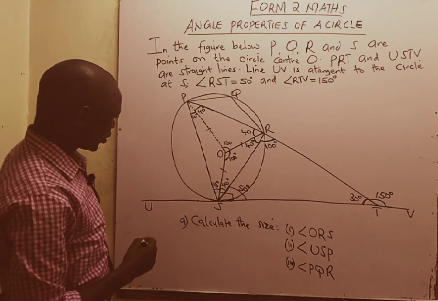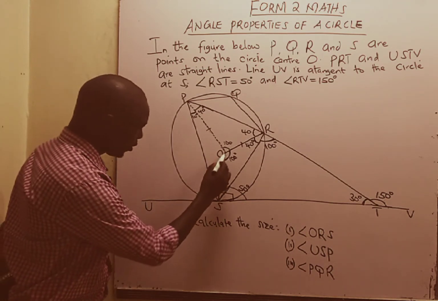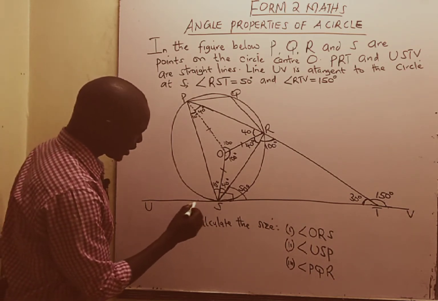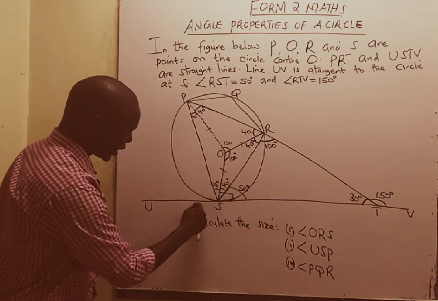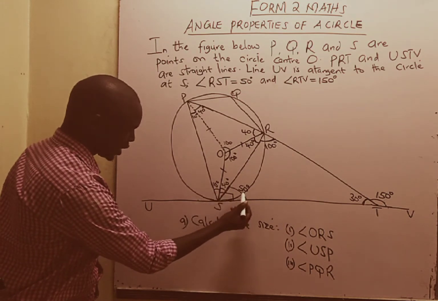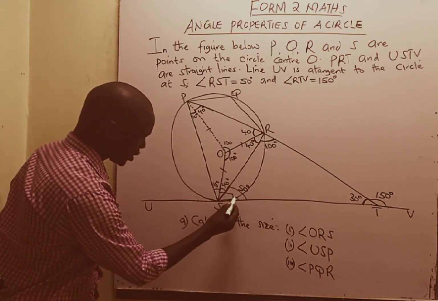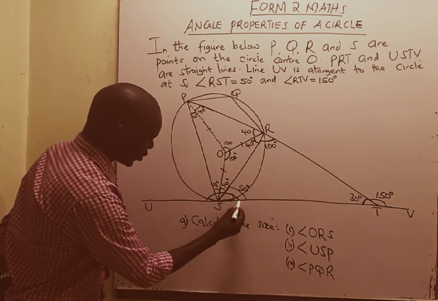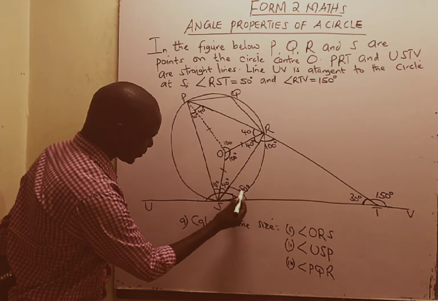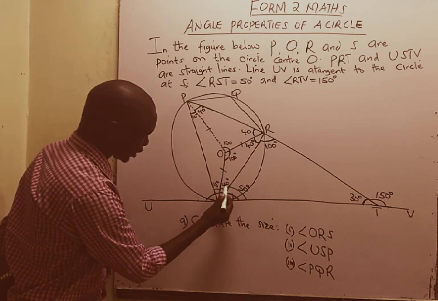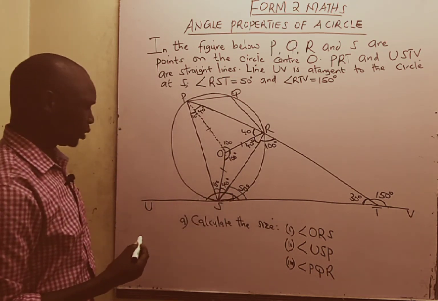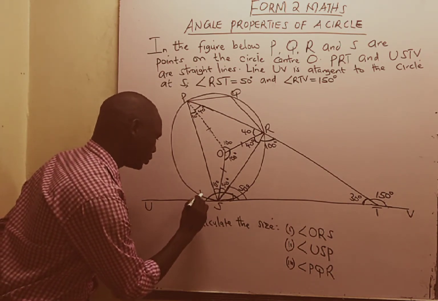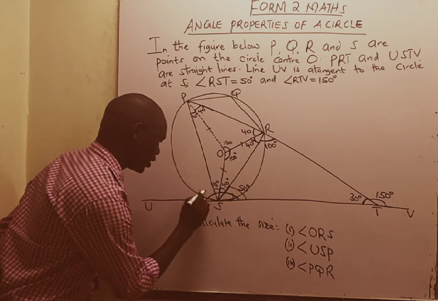Another thing we need to know is that OS is the radius, and we have already seen that this is a straight line. The angles on a straight line add up to 180, so the total angle here is 180. We already know that this is 50, this is 40, making it 90, plus 10, that would be 100. Meaning the angle we are going to remain with is 80 degrees at this particular point.